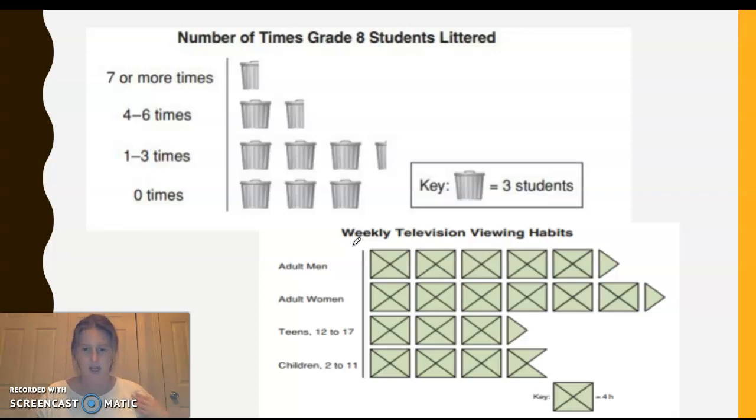And here the picture is a green rectangle or whatever, with an X in it, and it says one of those is equal to 4 hours, and it's talking about how many hours people watch TV in a week. So a picture, we got a trash can, and then also a symbol. Just being able to identify a pictograph.